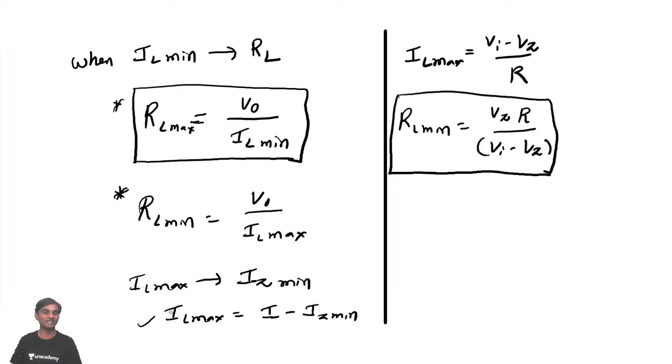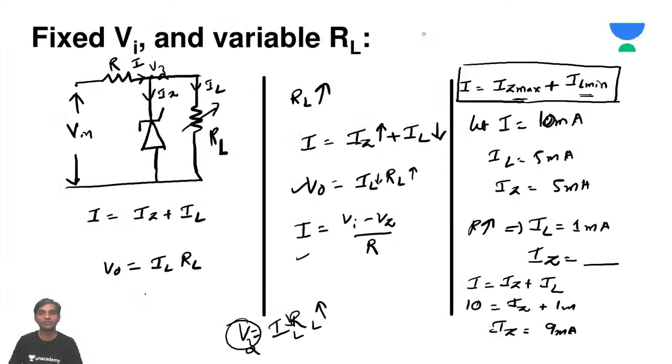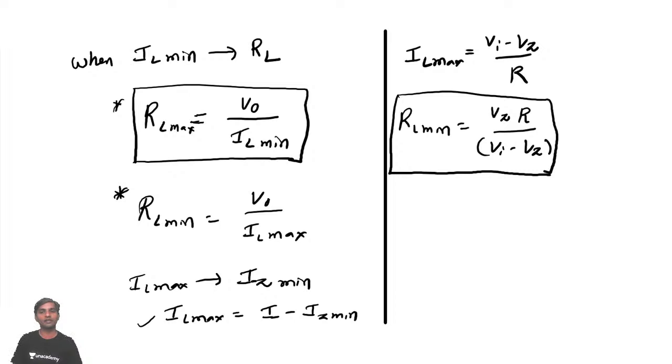You have the same formulas, only I plus IZ. As I just told you, if IL becomes maximum, IZ should become minimum. This theory is very important, and that is why I'm explaining it here again. So I will calculate the value of RL minimum and IL maximum. All these things are the same.